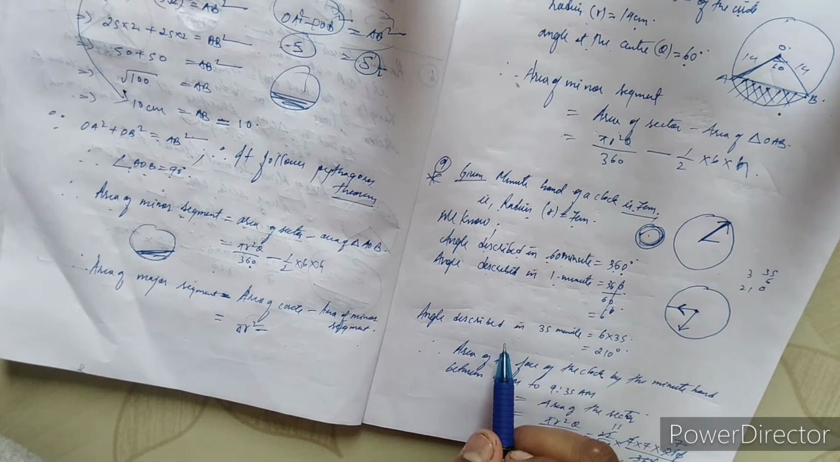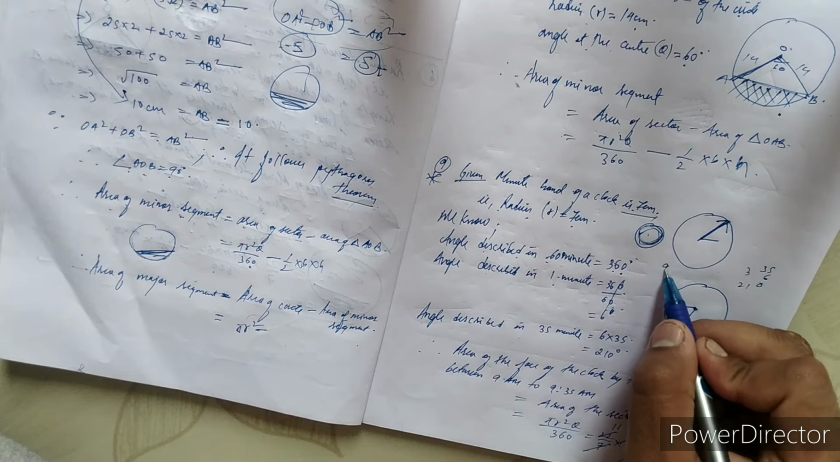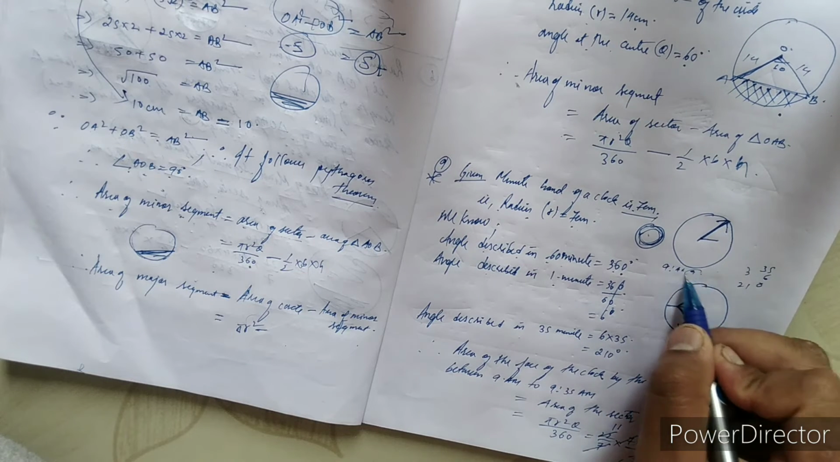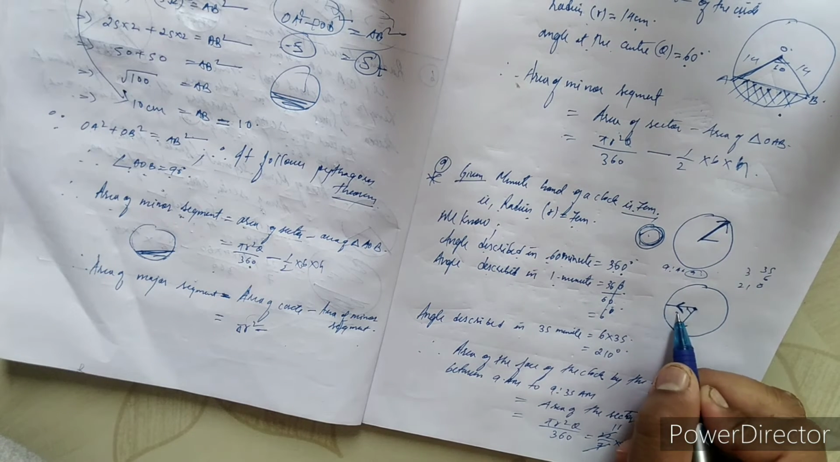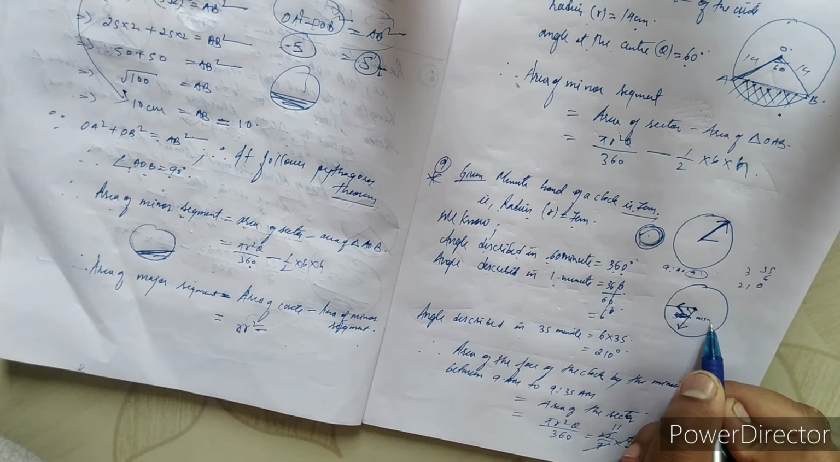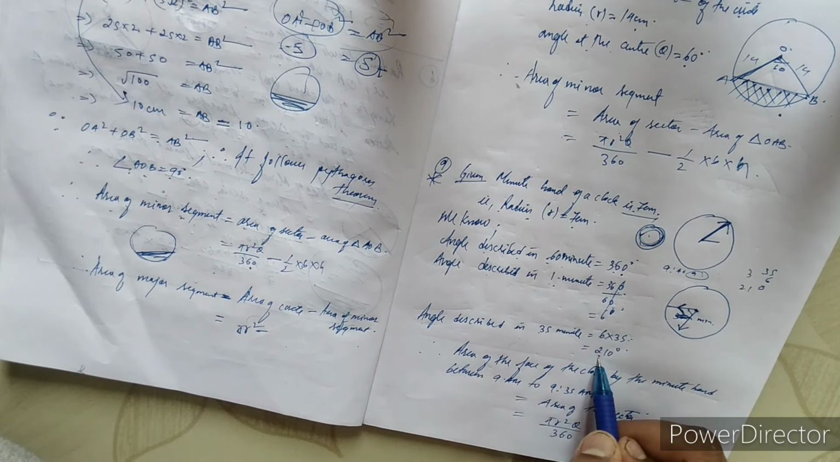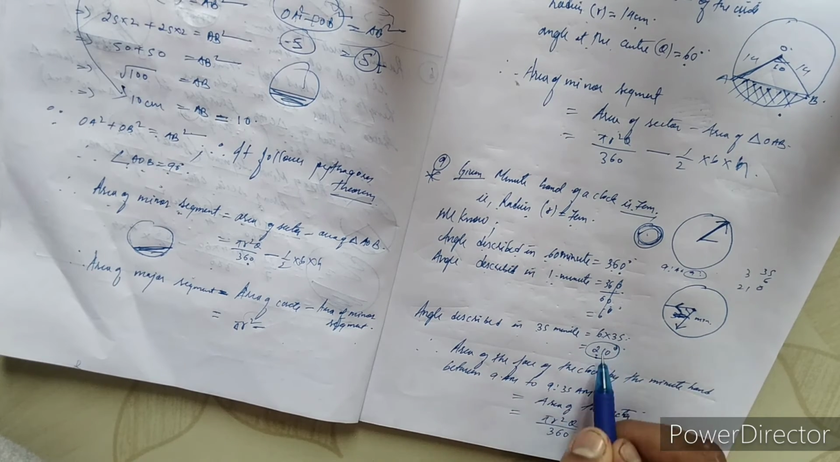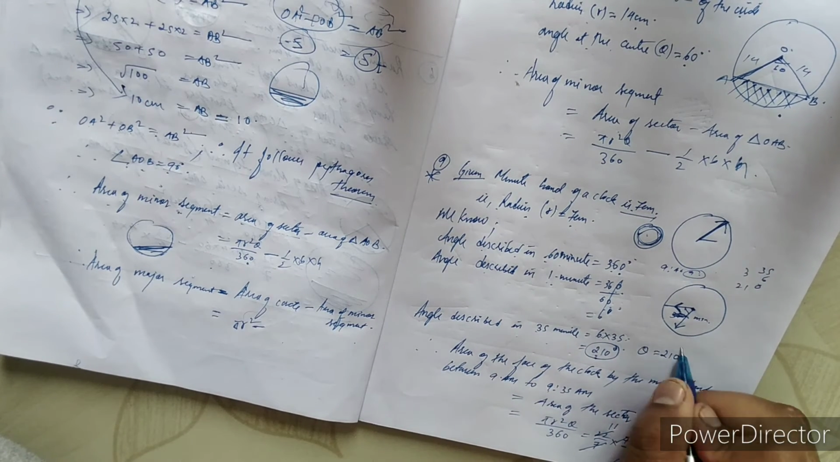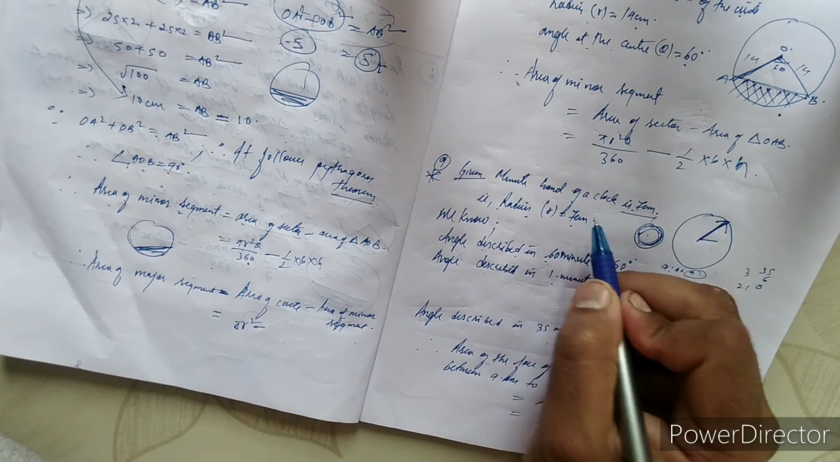According to this question, it's written 9 AM to 9:35, so the time is 35 minutes. In 1 minute it's 6 degrees, so in 35 minutes we get 6 into 35, which is 210. So this is the angle described in 35 minutes. The angle theta is equal to 210.